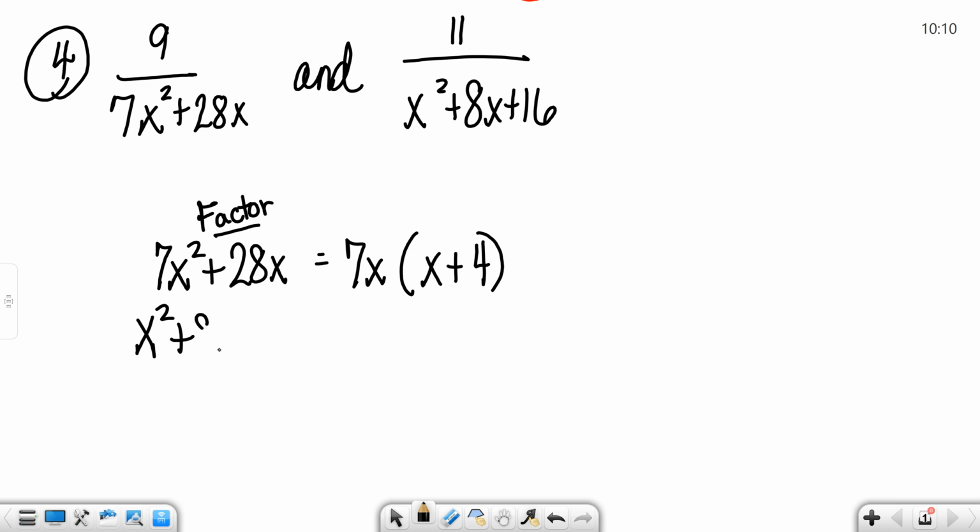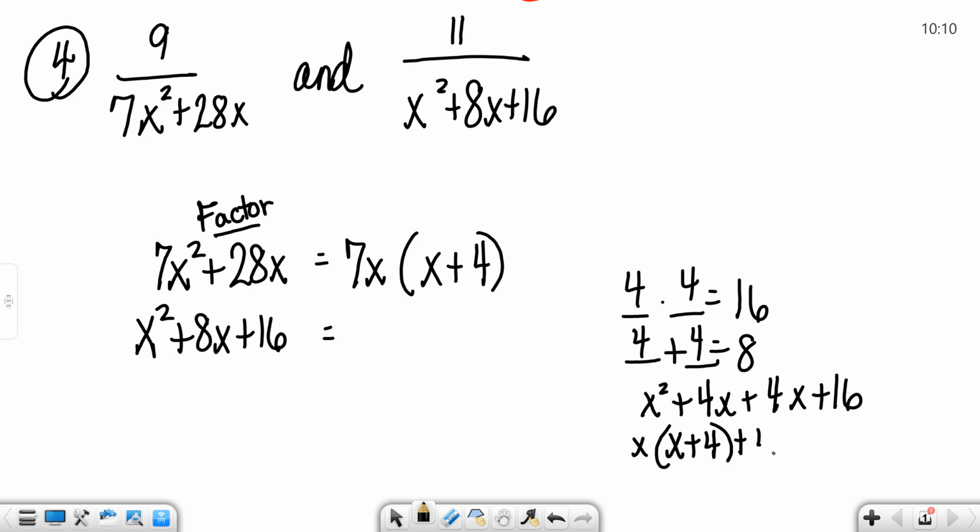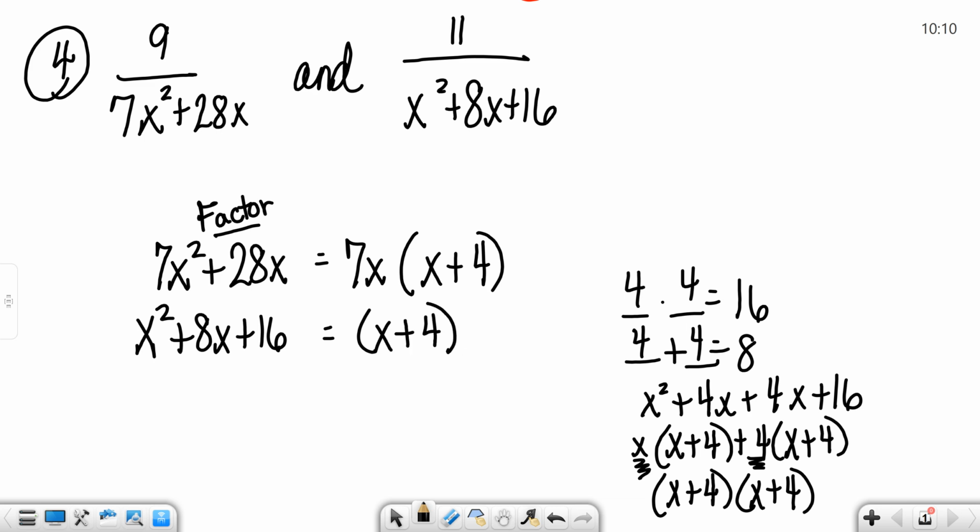I'm going to also factor this denominator. Well, that's two things that multiply to give me 16, but add to give me 8. So those are 4 and 4. If you do grouping, that would be x squared plus 4x plus 4x plus 16. Both groups have an x plus 4, and we multiply by what is left, which is x plus 4. All right, so x plus 4 squared.